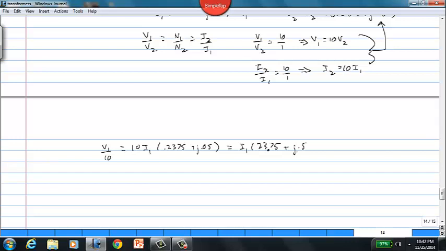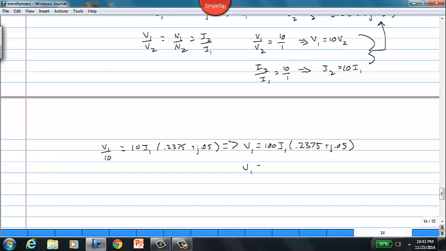It's a little hard to read. Sorry, let me redo this. I need to multiply by 100 first, or multiply both sides by 10. So that says V1 is equal to 100 times I1 times 0.2375 plus j 0.05.